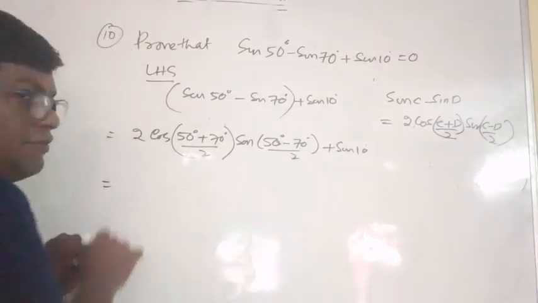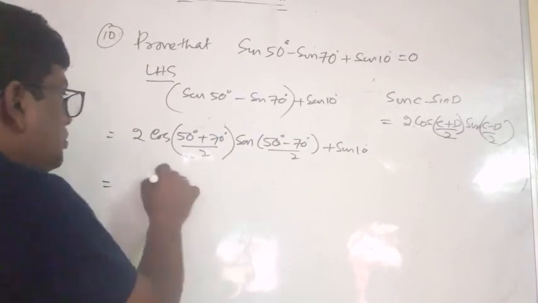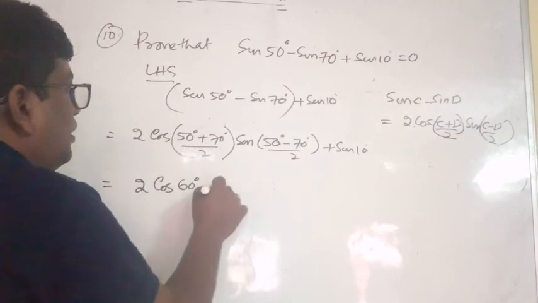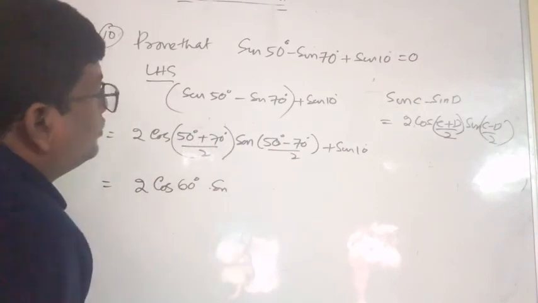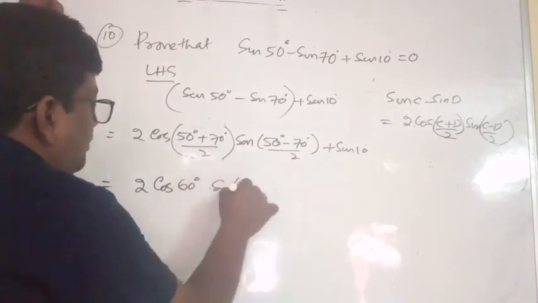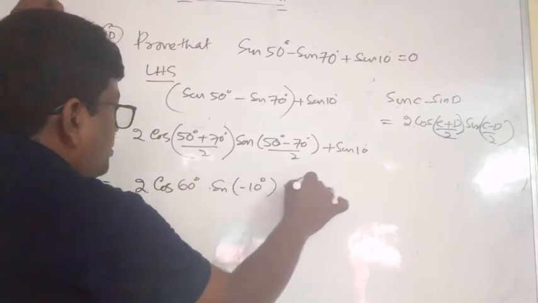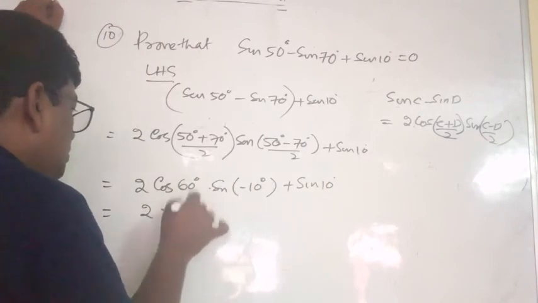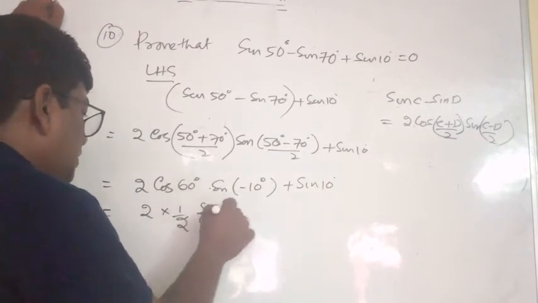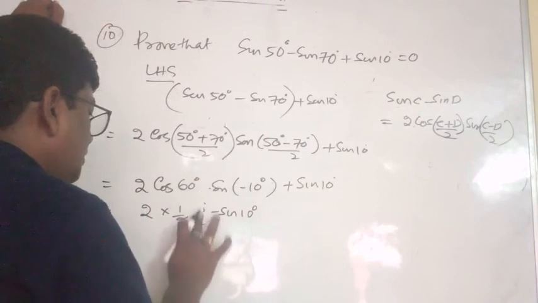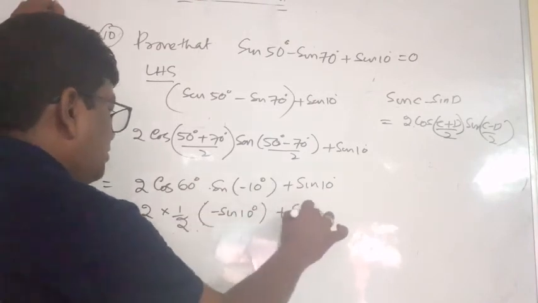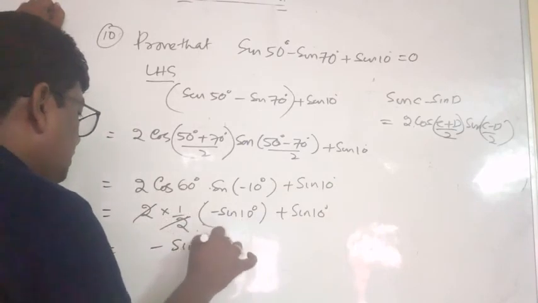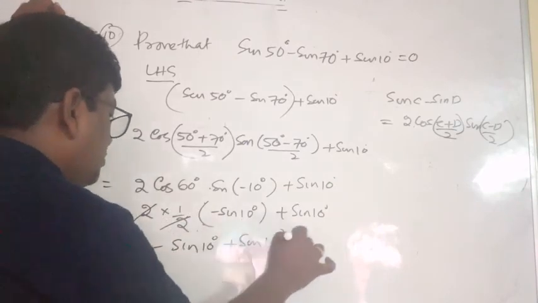Now this is equal to 2 cos 120 by 2, which is cos 60 degree, into sin of minus 10 degree plus sin 10 degree. 2 cos 60 means 1, and sin of minus 10 means minus sin 10 degree. So minus sin 10 degree plus sin 10 degree is equal to 0.